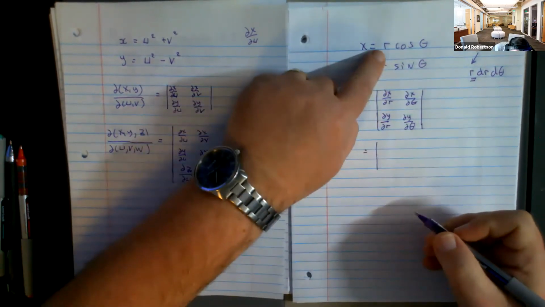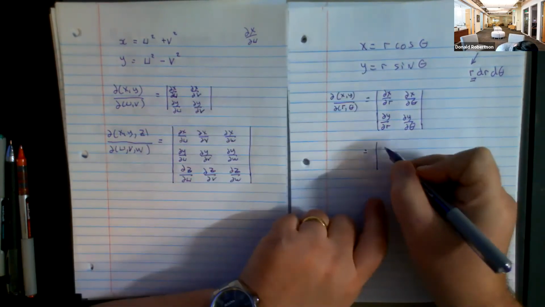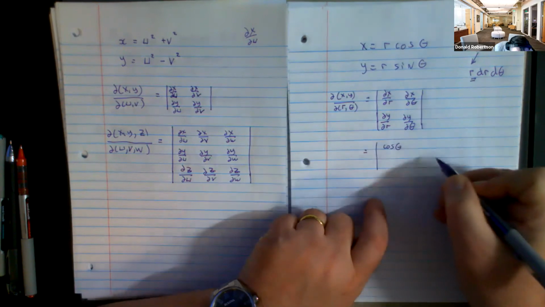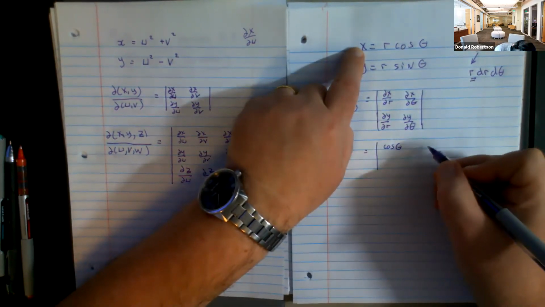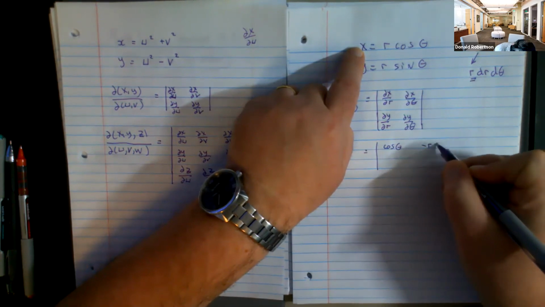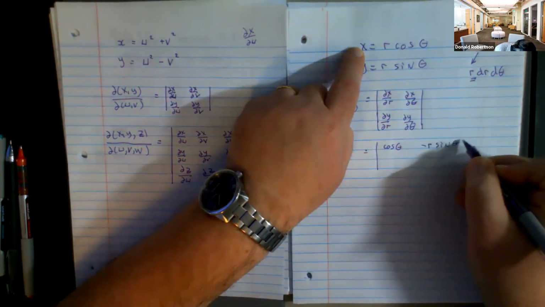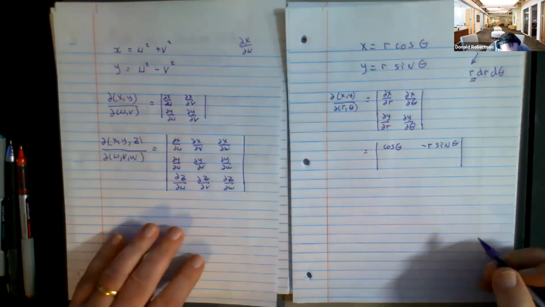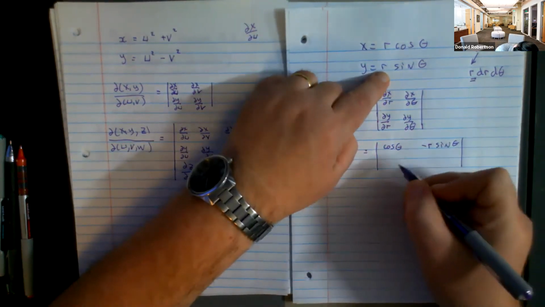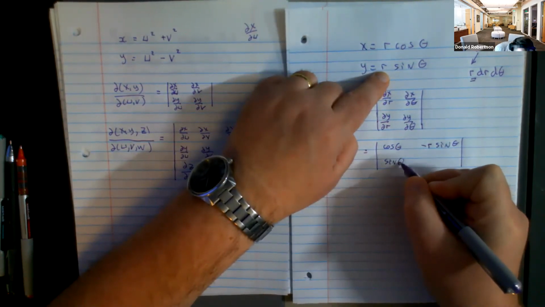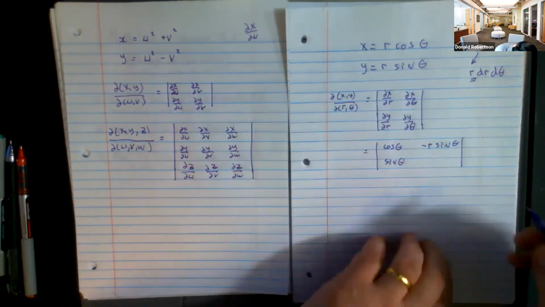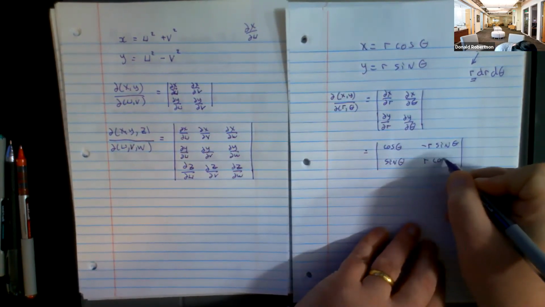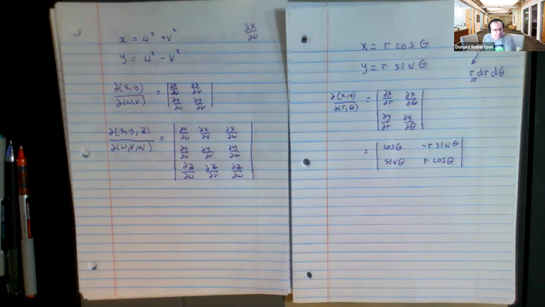Now, if you differentiate x with respect to r, you get cosine theta. If you do x with respect to theta, you get negative r sine theta. If you do y with respect to r, you get sine theta. And if you do y with respect to theta, you get r cosine theta. Are you comfortable with those four pieces?